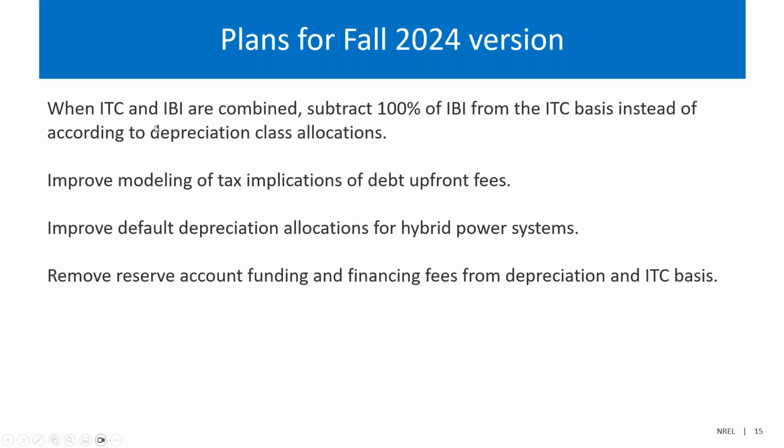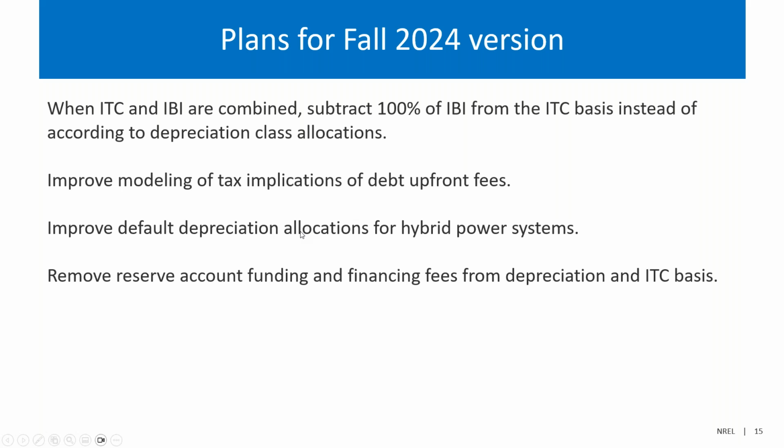So for example, when you combine an ITC, the investment tax credit, and an investment-based incentive, or a rebate or a grant, we're reducing the ITC basis correctly. And then, right, whether or not we should be including those debt upfront fees in the various basis calculations.